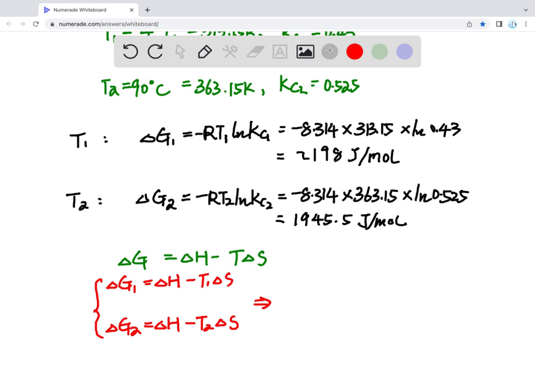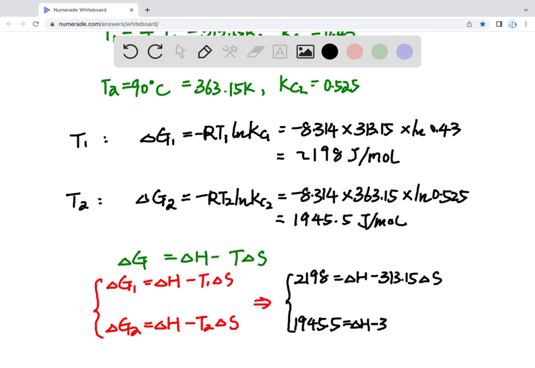So if we plug in the numbers, delta G1 is 2198 equals delta H minus, here the temperature T1 is 313.15, delta S, and 1945.5 equals delta H minus the temperature here is 363.15 times delta S. So this is equation 1, this is equation 2.